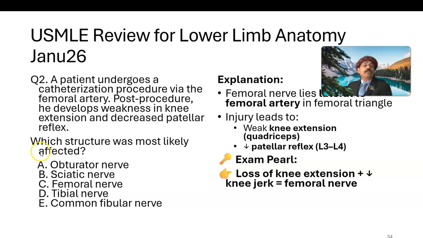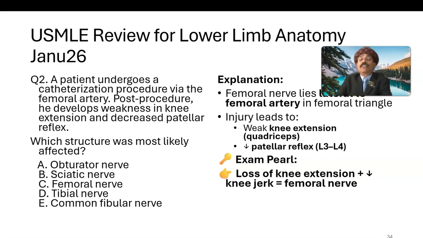Question number 2. A patient undergoes a catheterization procedure via the femoral artery. Post-procedure, he developed weakness in the knee extension and decreased patellar reflex. Which structure is most likely affected? We have to know the content of the femoral triangle. Okay, the femoral artery or femoral vein may be used for catheterization.